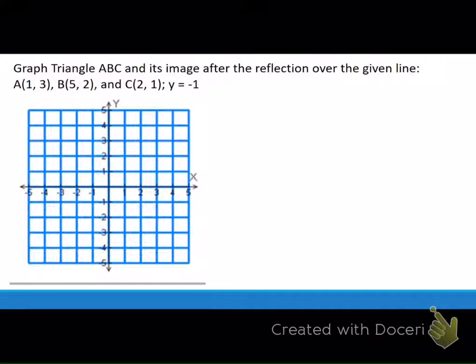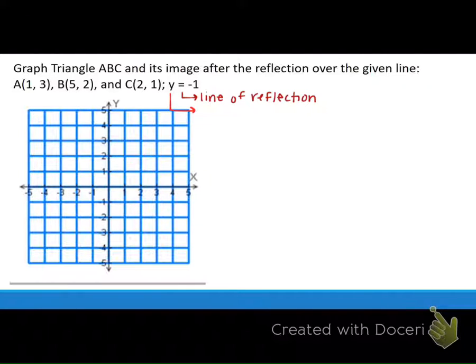All right, so let's get at this here. Graph triangle ABC and its image after the reflection over the given line. So we have A, B, and C there, and the line of reflection is y equals -1. You have to remember this stuff from Algebra 1, which can be difficult. Who remembers what kind of line is drawn with a y equals equation? Brandon? Horizontal. It has to cut the y-axis so it's always horizontal. So this is a horizontal line. If it's x equals, it'll be vertical.